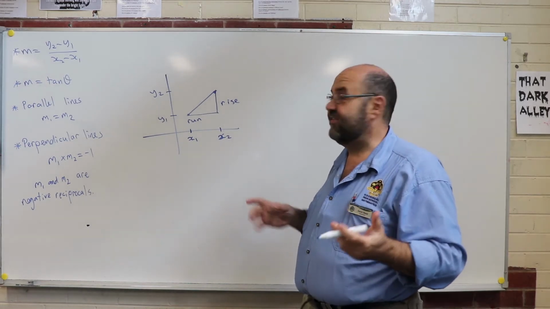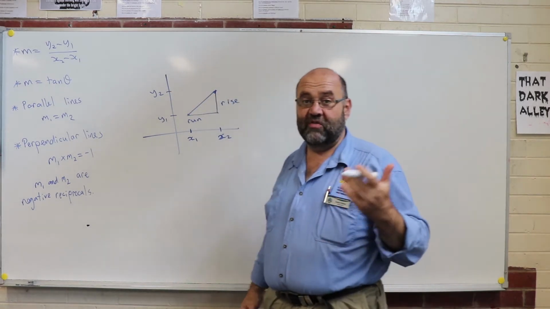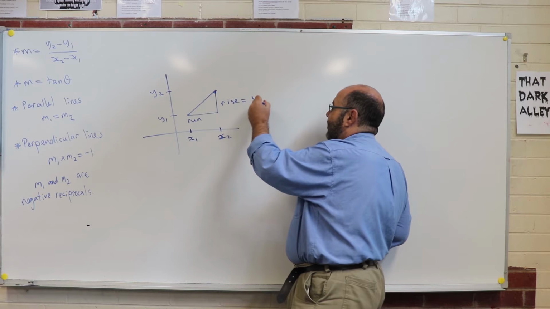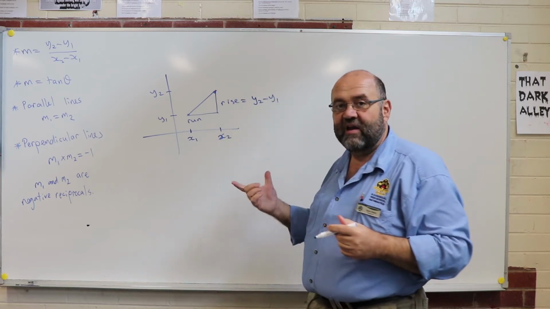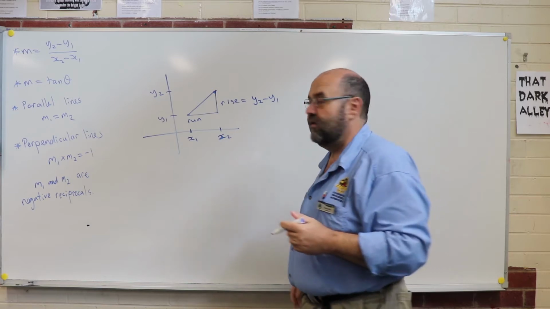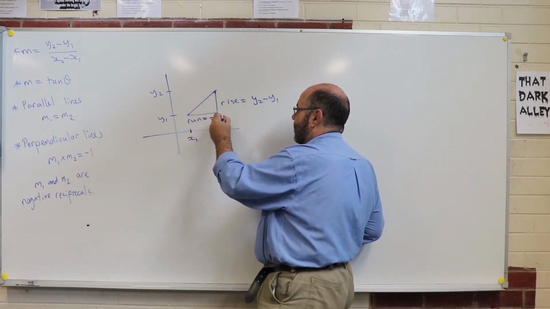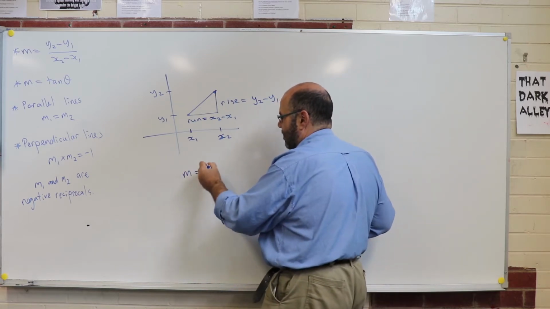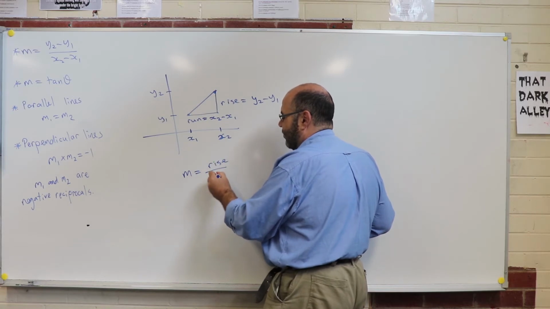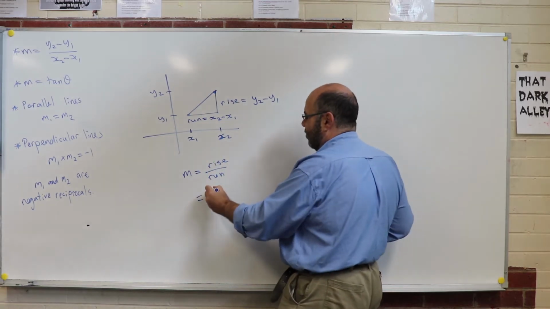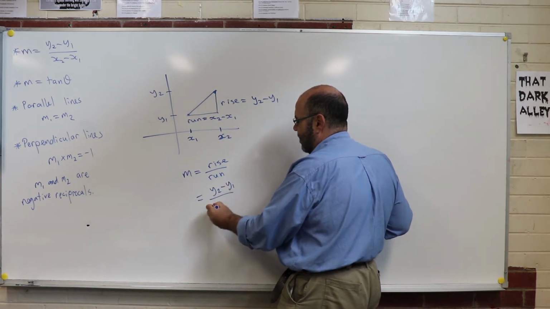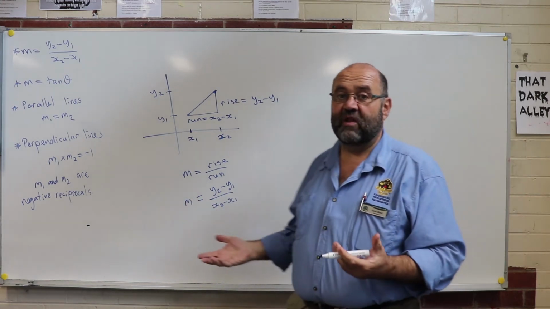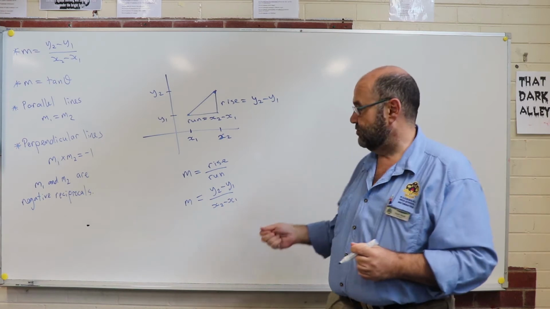Well, remember what we saw yesterday. The rise is the difference in the y values, so the rise is equal to y2 minus y1. The run is the difference in the x values, that's x2 minus x1. So the gradient, which is the rise over the run, is y2 minus y1 over x2 minus x1. You saw this formula last year, you saw this in Year 10 extensively.